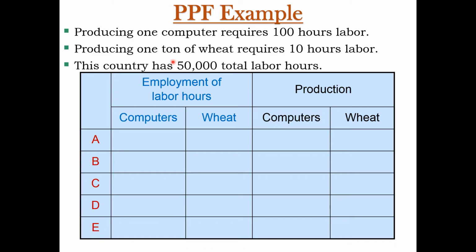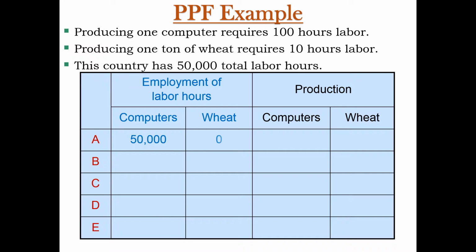Okay, and this economy has 50,000 total labor hours. Total labor resources that they can use, 50,000 labor hours. And it costs 100 of those labor hours to make one computer and 10 of those labor hours to make a ton of wheat. So we can make two goods, and we have a set of resources that we can use to make those two goods. And we're going to be able to make various combinations.